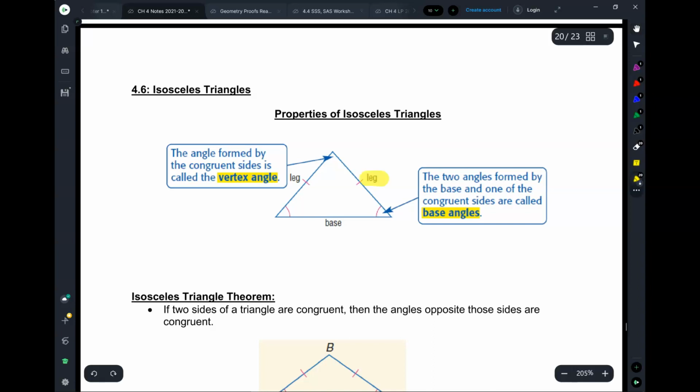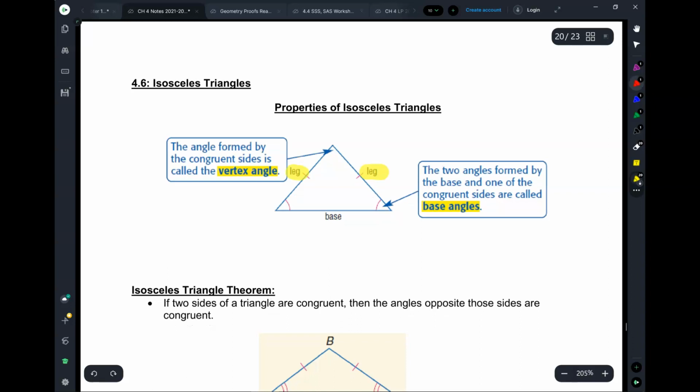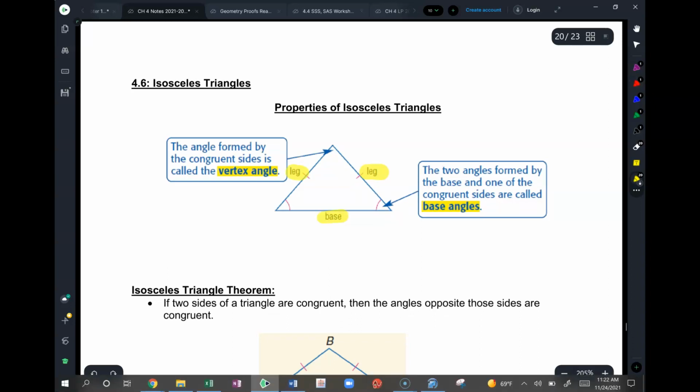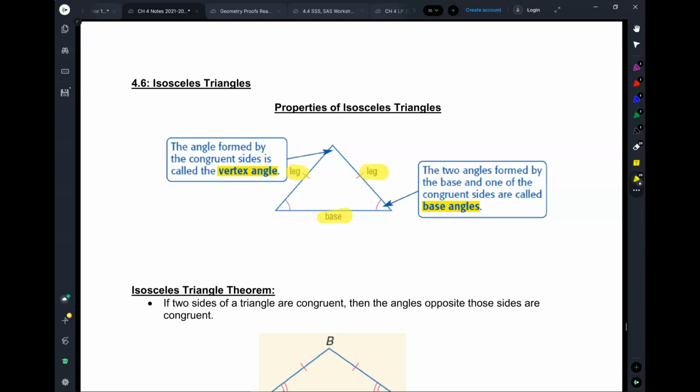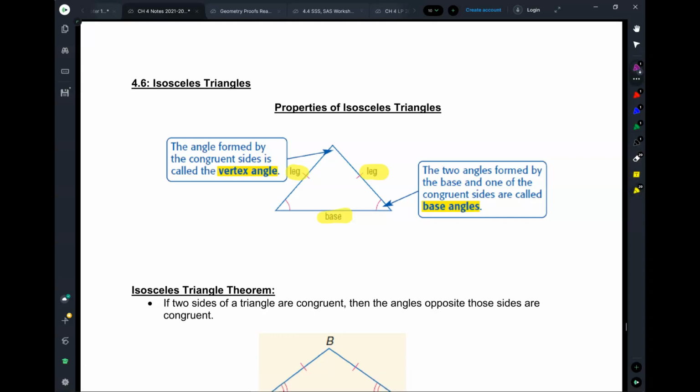congruent are actually called the legs, right? They're called legs, just like a right triangle has legs. Same for that one. And this other side is called the base. Now, you've got two legs and a base, versus the right triangle, which has two legs and a hypotenuse. These two angles that are created by the base and a leg are called the base angles.